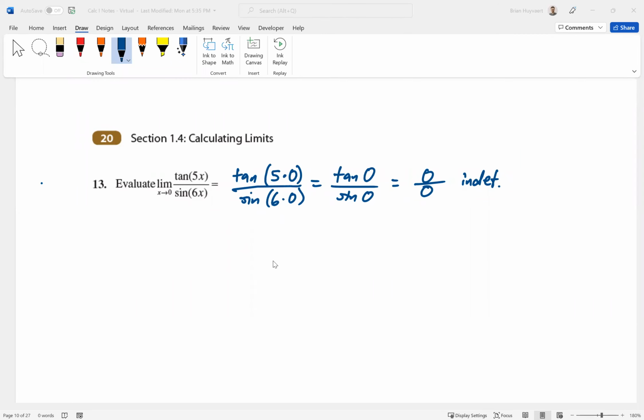All right, so let's take a look at the very last one in section 1.4 here. So we had talked about already how this is an indeterminate type of form, right? 0 over 0. And so we've got to do something clever with this. Plugging it in didn't work, so we've got to be a little bit smarter.